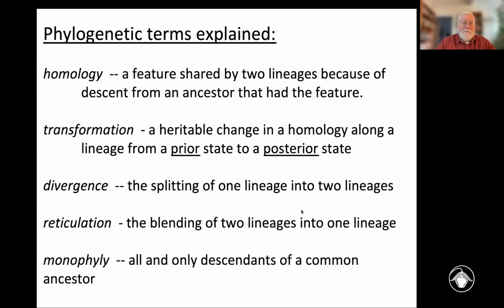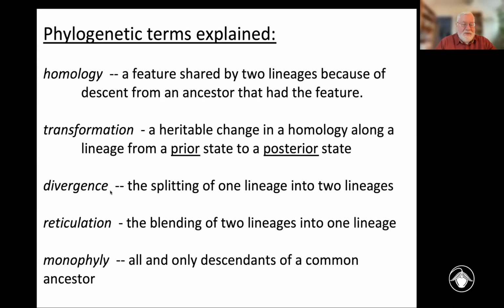And here's a few more terms, and you guys probably know these, but just in case. So homology is one of these markers, which is shared by 2 lineages because of descent from an ancestor that had the feature. So homology is not just any similarity, it's a particular kind of similarity that's due to common ancestry. The transformation is what we call that evolutionary change from the prior state, the plesiomorphy, to the posterior state.